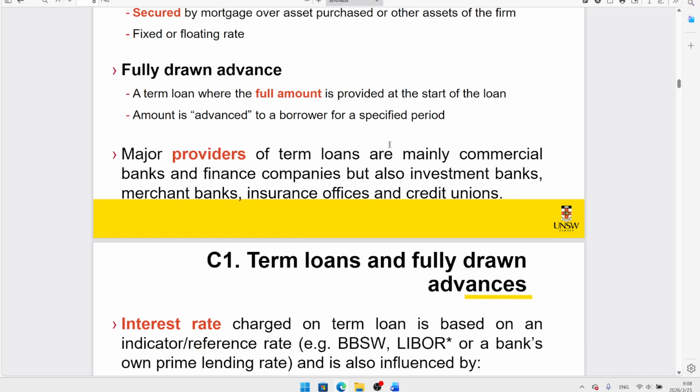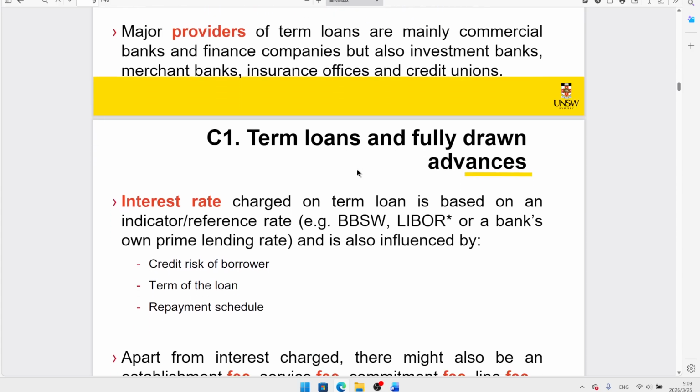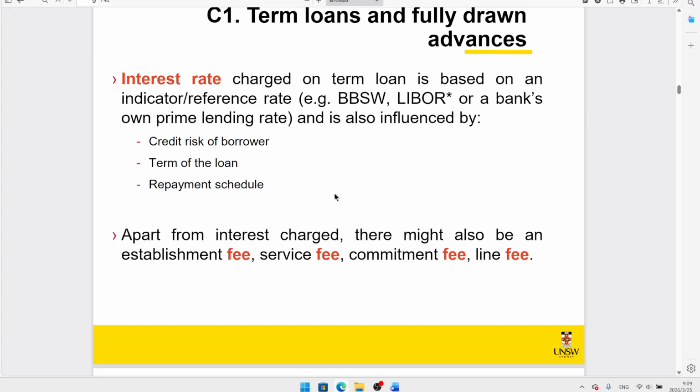Major providers of term loans are mainly commercial banks and finance companies, but also investment banks, merchant banks, insurance offices, and credit unions. The interest rate charged on a term loan is based on an indicator like the BBSW or the LIBOR, London Interbank Offered Rate, or banks' prime lending rates, and it's also informed by the credit rating of the borrower and the terms of the loan.